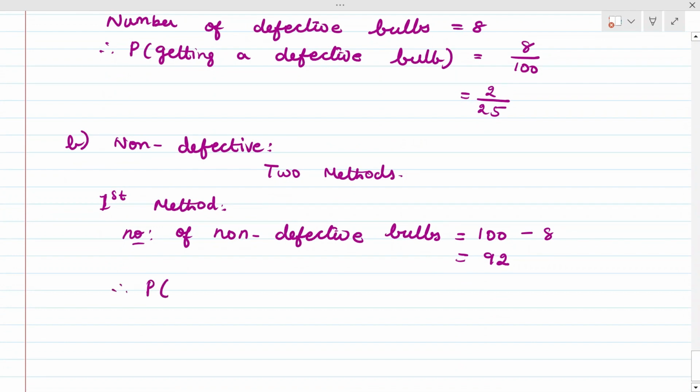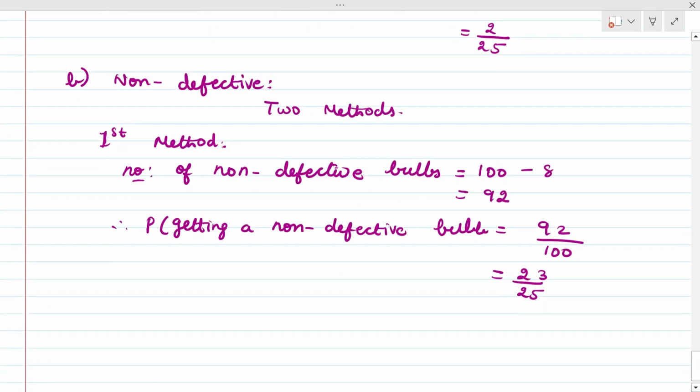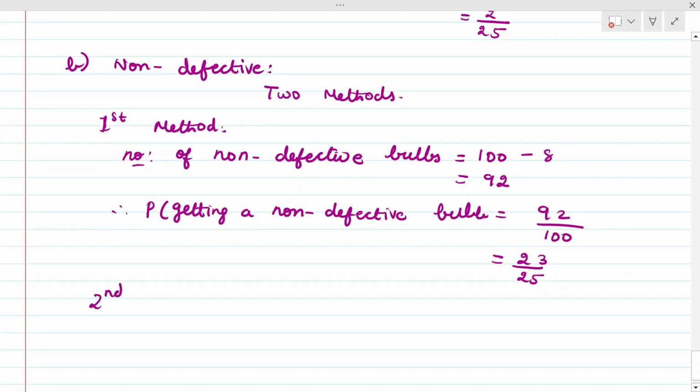And then P of getting a non-defective bulb is equivalent to 92 divided by the total, which is 100. Okay. So when you cancel everything, you will get 23 by 25. So probability of getting a non-defective bulb is 92 by 100, which is equivalent to 23 by 25. This is directly finding out non-defective bulbs and taking the probability. So this is the first method.